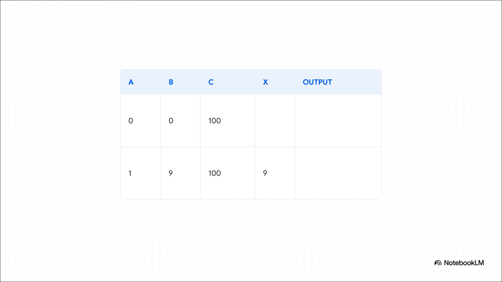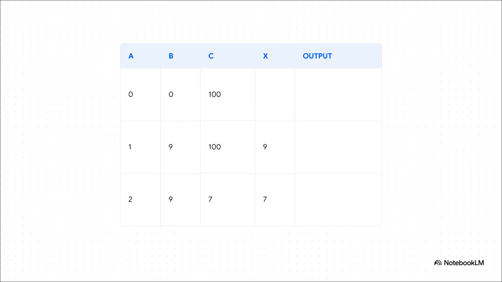Let's see what happens. Okay, so we input our first number, 9. The flowchart immediately asks a question. Is x greater than b? Well, right now, b is 0, so yeah, 9 is definitely greater. We follow that yes path and boom, you see b becomes 9. The counter, a, just ticks up to 1. So far, so good. On to the next one.